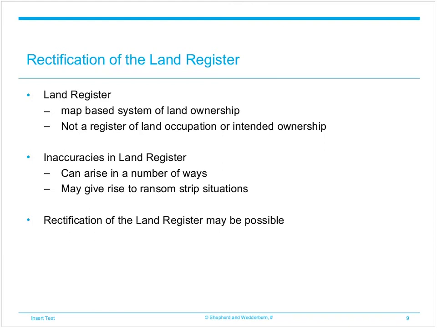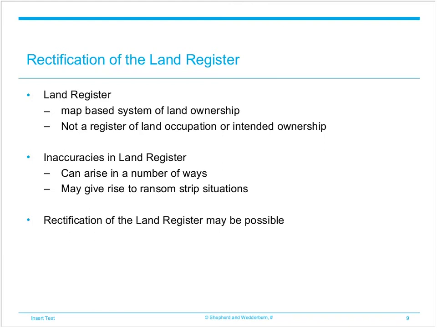I wanted to touch upon when rectification of the land register may be a remedy in a potential ransom strip situation. As I said in the first webinar, the land register is a map-based system of land ownership. It's not a register of land occupation nor of intended ownership, and we'll come to see why that is important when I discuss a recent case that's come about in a moment. What the land register does then is give effect to changes of ownership agreed between parties, as evidenced by deeds that are given to the keeper for registration.